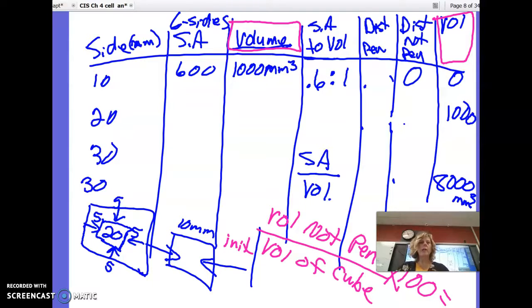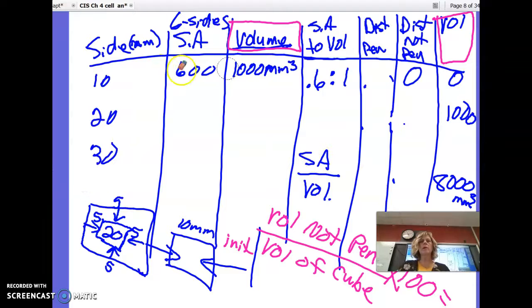So on your sheet, and I apologize for the messy writing, I just threw this together really quickly. We had three cubes that were 1 centimeter, 2 centimeters, and 3 centimeters on each side. On the sheet, it asks you to convert those to millimeters, which we said 1 centimeter is 10 millimeters, and then we have 20 millimeters and 30 millimeters and so on.